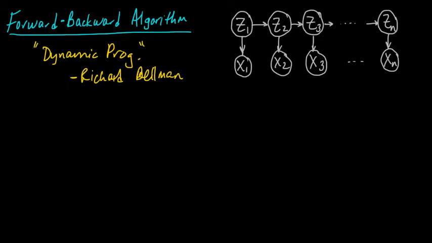So what is the forward-backward algorithm? Let's talk about the forward-backward algorithm. So I wrote down here the graphical model for the hidden Markov model, and typically we'll assume that these x's are observed. That's the typical situation.